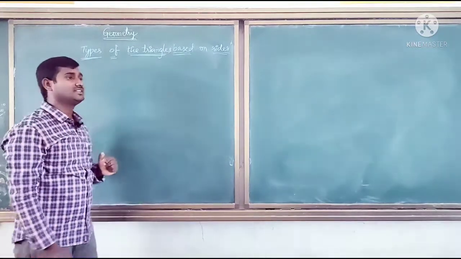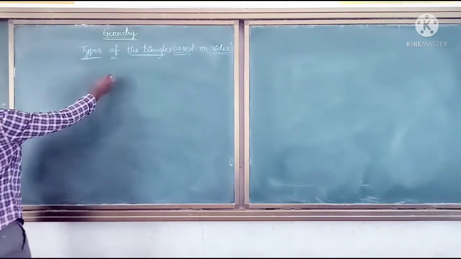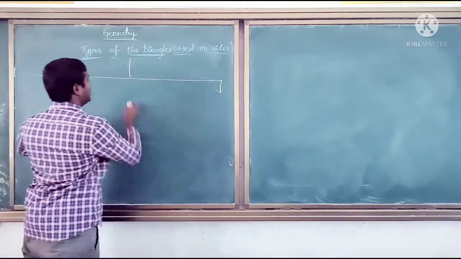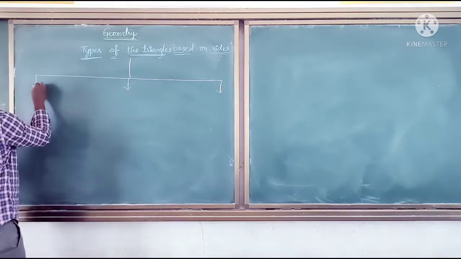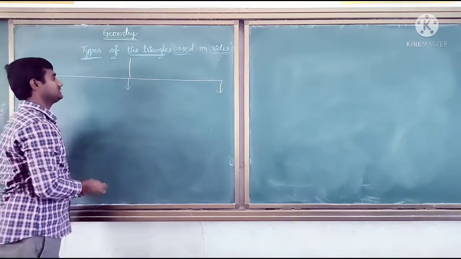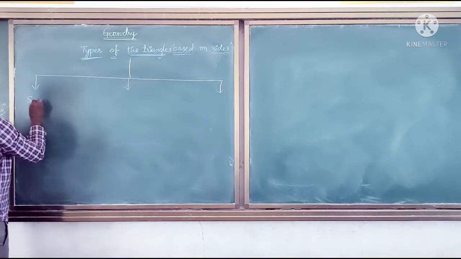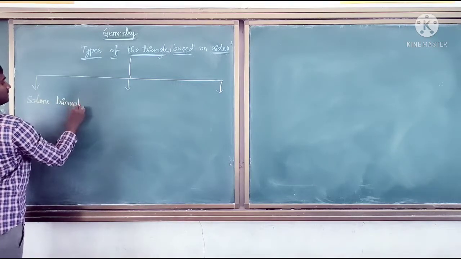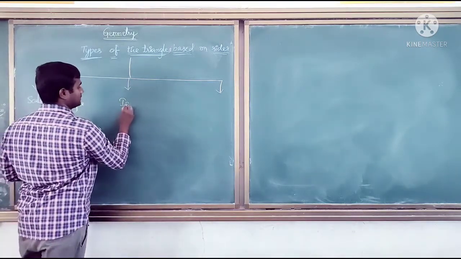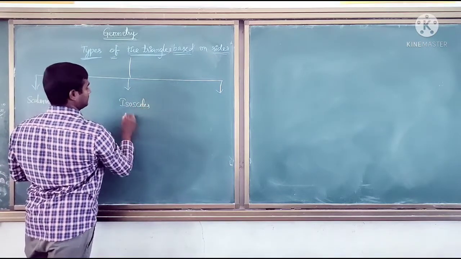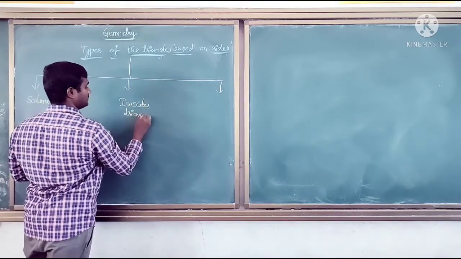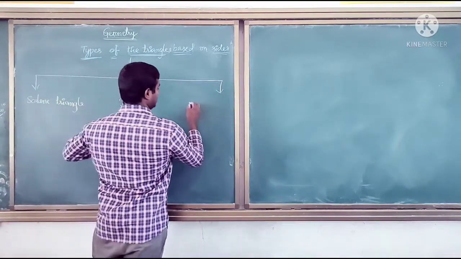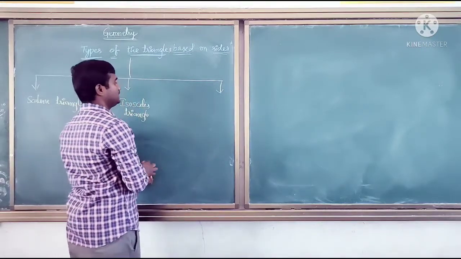So, the types of triangles based on the sides. Based on the sides, we have three types of triangles. One is the scalene triangle, another one is the isosceles triangle, and the other one is the equilateral triangle.